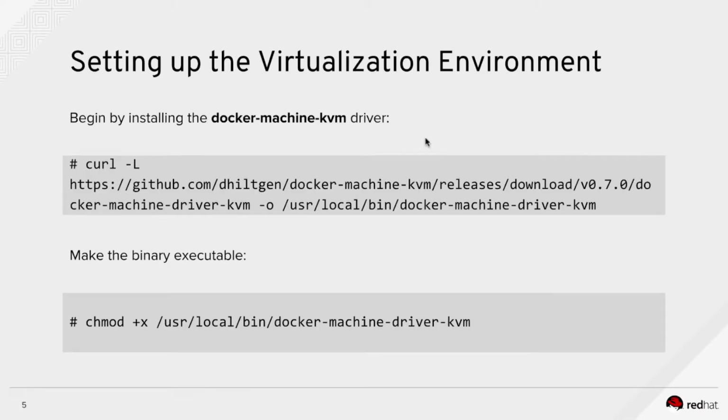I will start with setting up the virtualization environment, and that is done initially by installing the docker-machine KVM driver. We use curl to download that in the first command, and we'll output that to /usr/local/bin. You'll need root in order to do that. It will be located in /usr/local/bin as docker-machine-driver-kvm, with hyphen spacing there. And then we just make the binary executable. Obviously, you'll still need root permissions to make it executable for all users.